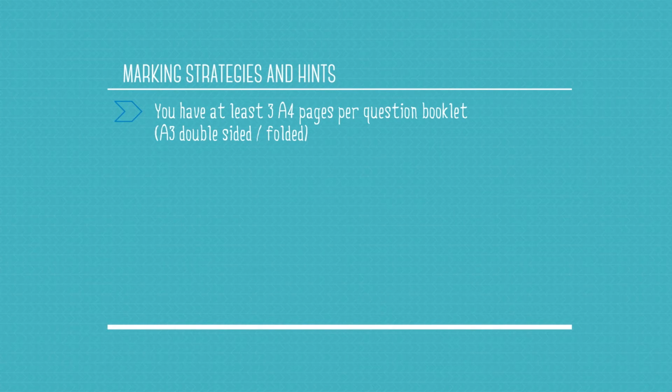We now have question booklets. They're A3 double-sided, so you've got at least 3 A4 pages on each booklet to show it. When you're doing diagrams, make your diagram at least half a page. I know some people have said a third of a page, half a page. The bigger, the better. The bigger it is, the easier it is for the marker to read the information on it. The easier for you to show your information. You're not trying to cram it up into a small space, right? And you've got the page there, so use the page.